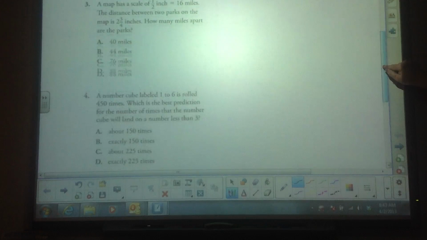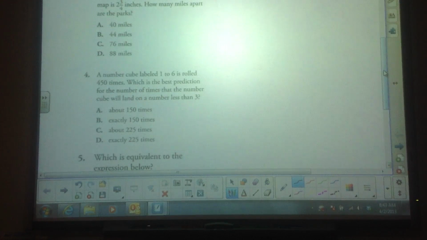A map has a scale of 1/2 inch equals 16 miles. The distance between 2 parks on a map is 2 3/4 inches. How many miles apart are the parks? This is one where we have to set up a proportion, and we need to label that proportion. That way we know exactly where everything is and where everything goes. If you do that, it's impossible to get them wrong unless you just mess up on the math somewhere.